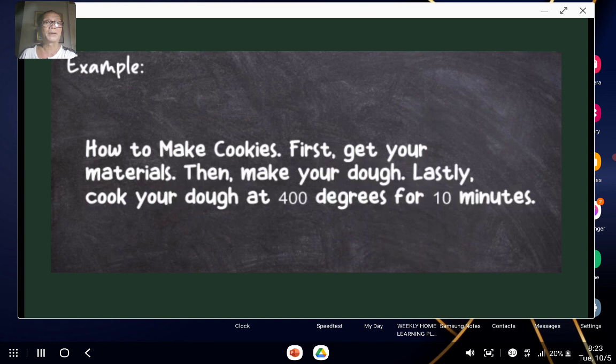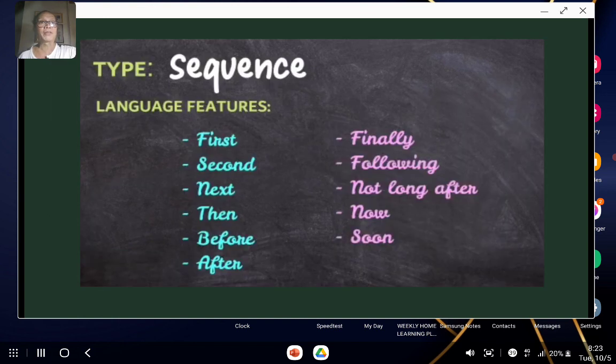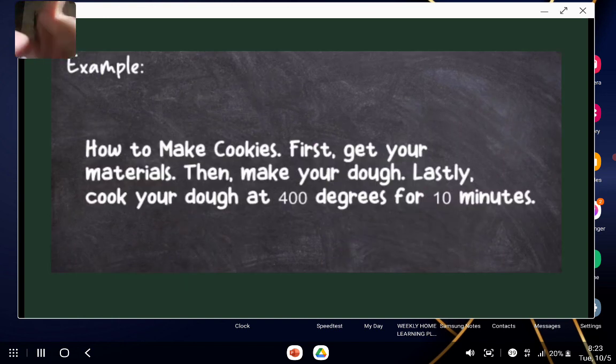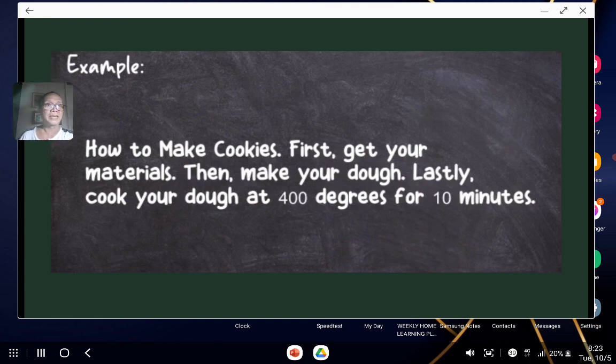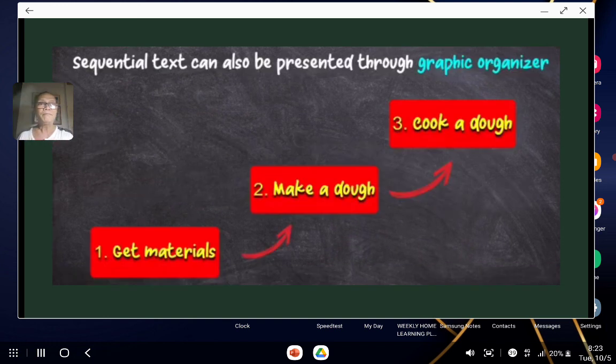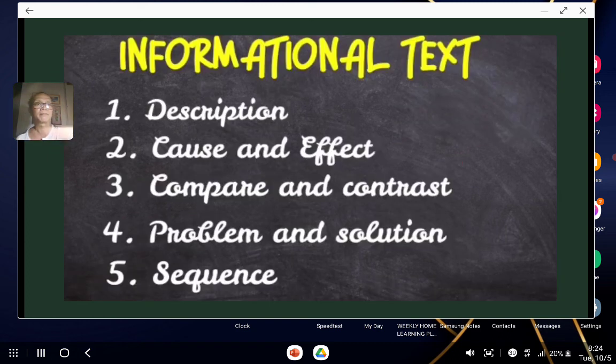We have here an example for the sequence. How to make cookies. First, get your materials. Then, make your dough. Lastly, cook your dough at 400 degrees for 10 minutes. So for the graphic organizer, number 1 is get the materials. Number 2, make the dough. Number 3, cook the dough.